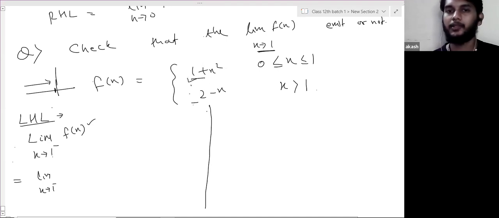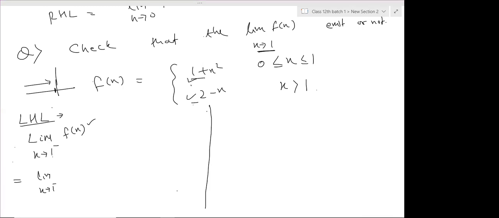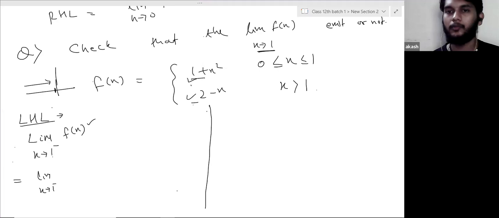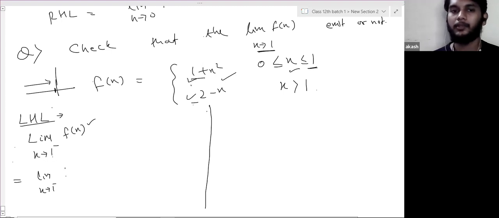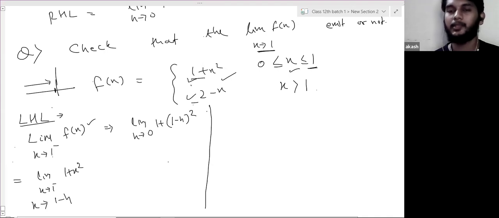Which function should we take as f of x? 1 plus x square. Absolutely right, because when x is smaller than 1, this is the function, and we are checking the left hand side limit. So the function will be 1 plus x square. And I told you, when finding the left hand side limit, always put x equals to 1 minus h. So this becomes limit h tending to 0, 1 plus (1 minus h) square. This step is clear or not?